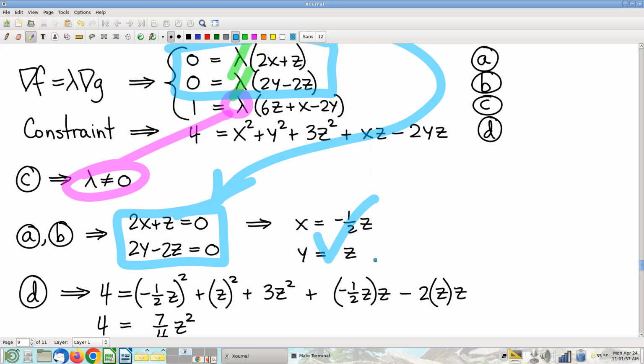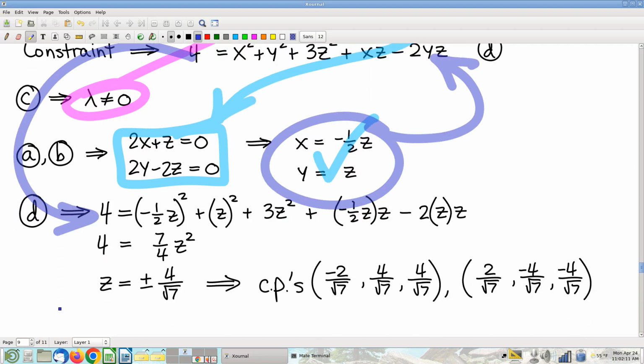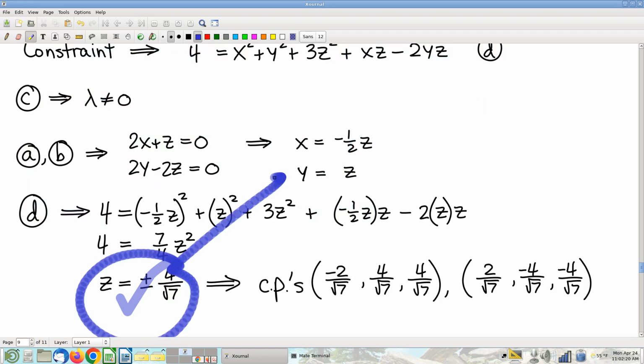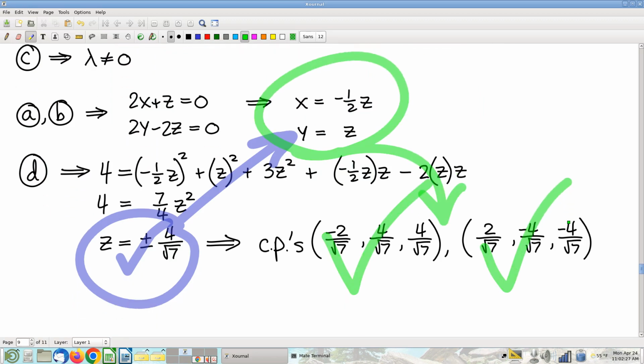Yes, we conclude lambda's not zero, cancel it, do a little bit of algebra, and then I'm going to take these equations and pop them into the constraint, and out comes z, the two possible values of z. Once you know z, that tells you your x and y, aka that tells you the rest of the coordinates of your point. Is everybody with me?